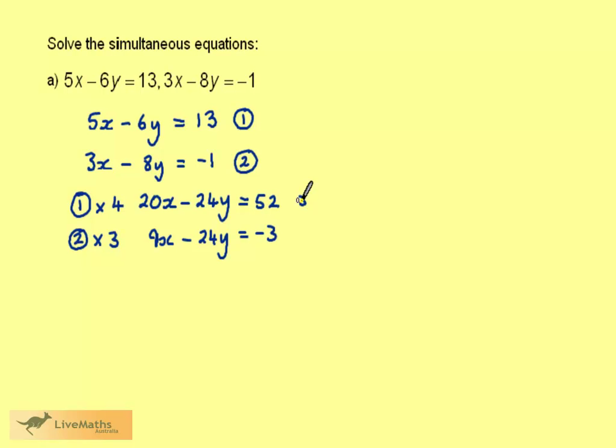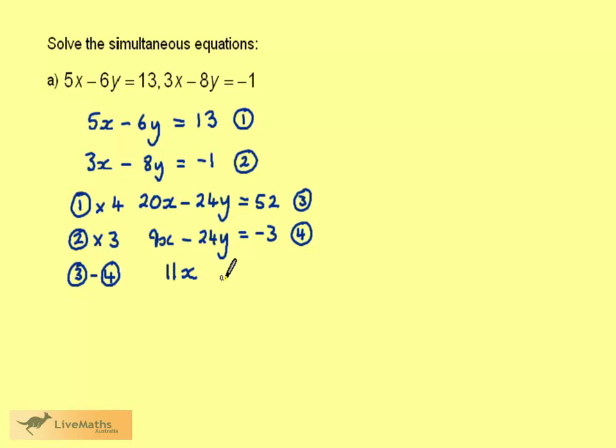However, don't worry if you don't necessarily spot the best multipliers for the two equations. It will still work even if you use the larger numbers. Call this one 3 and this one 4. We have the same number of y's and the signs are the same, which means we're going to subtract. Do 3 take away 4, doing it this way because we have more x's in number 3.